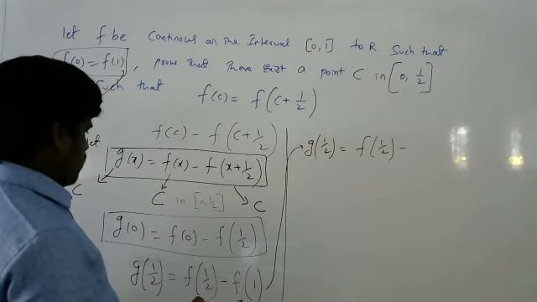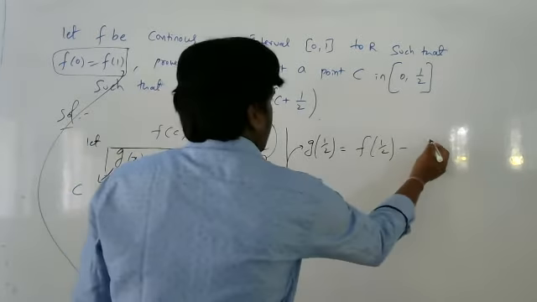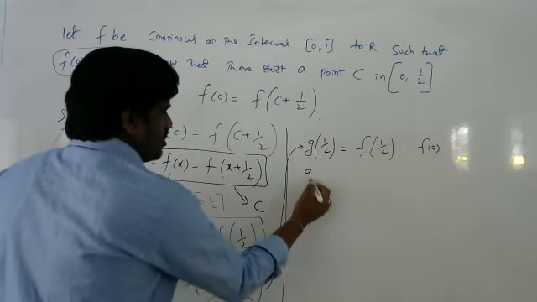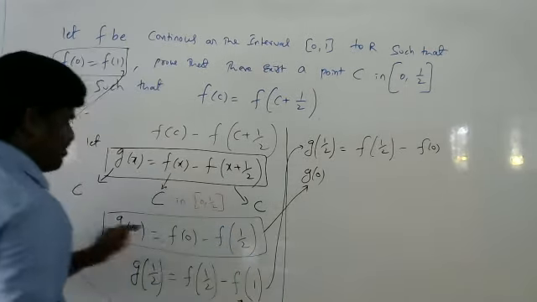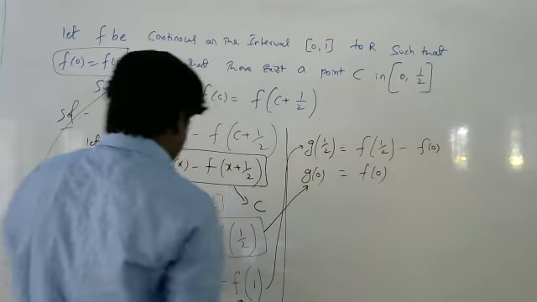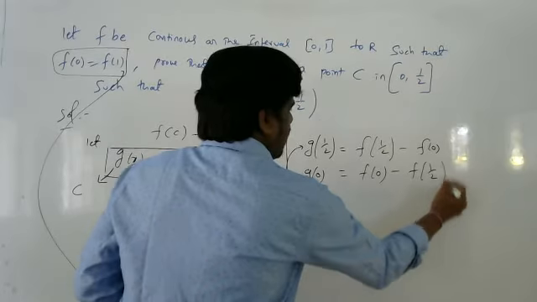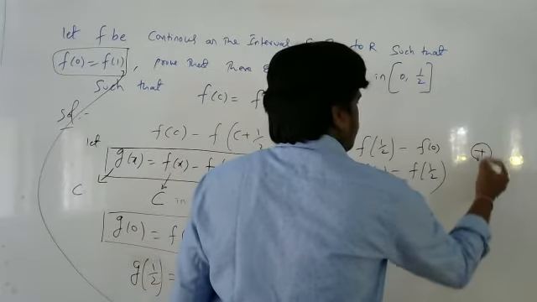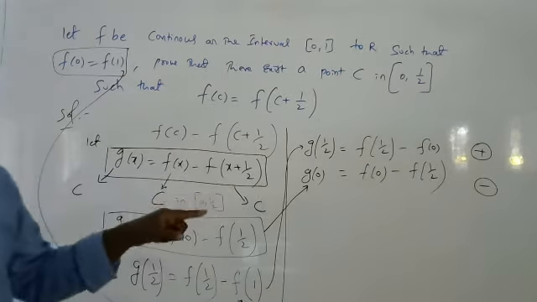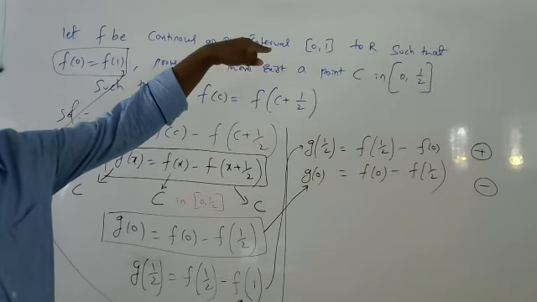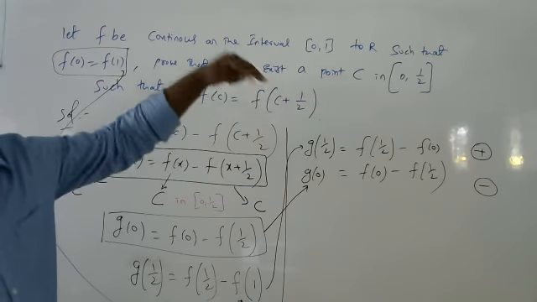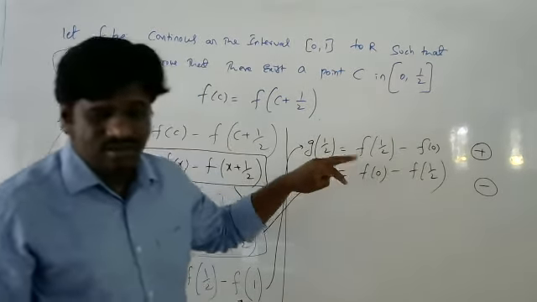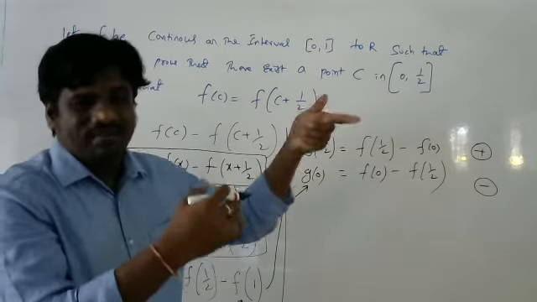Correct. I can write here, this is f of 0. So I got g of half, and g of 0, what did I get? G of 0 is f of 0 minus f of half. Tell me, if I take minus common, if one is plus, then the other will be minus. Because these both are opposite in sign, if I take one common, I get one plus and one minus.